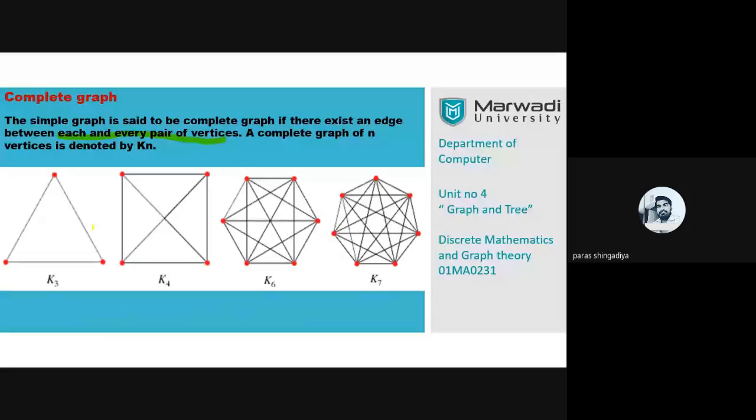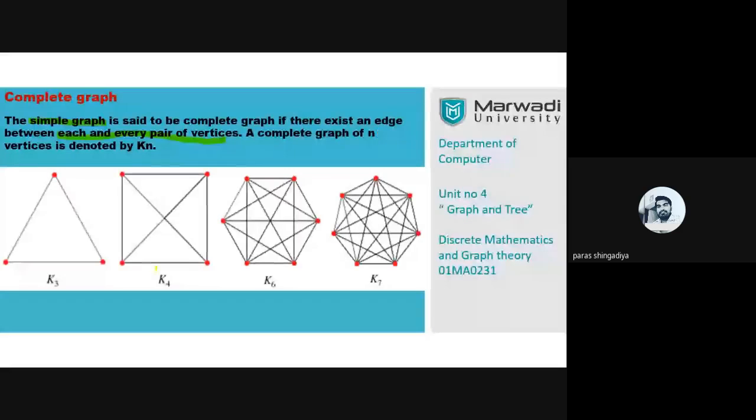Then afterwards, a complete graph means every pair of vertices is connected, meaning there exists an edge between each and every pair of the vertices. That is called complete, and we derive one result that it should be a simple graph, and we can say it is a complete graph if there exists an edge between each and every pair of the vertices. There are 3 vertices in this graph, so there should be an edge between any pair of the vertices. If we consider these 2 vertices, there should be an edge. If we consider this vertex and this vertex, there should be an edge.